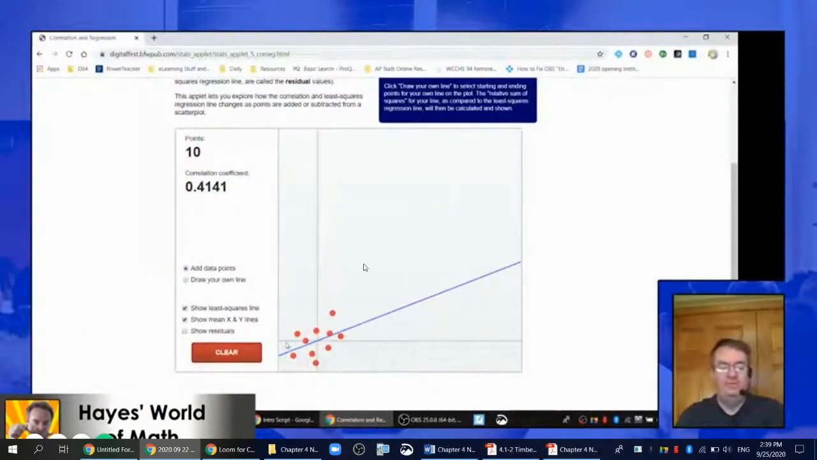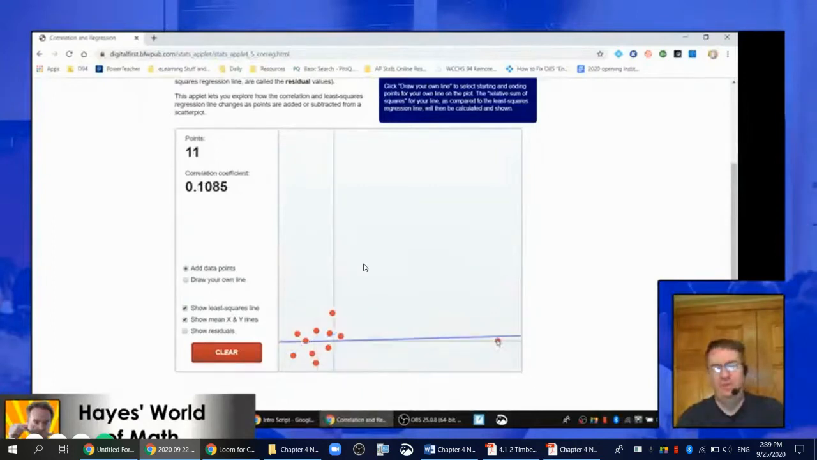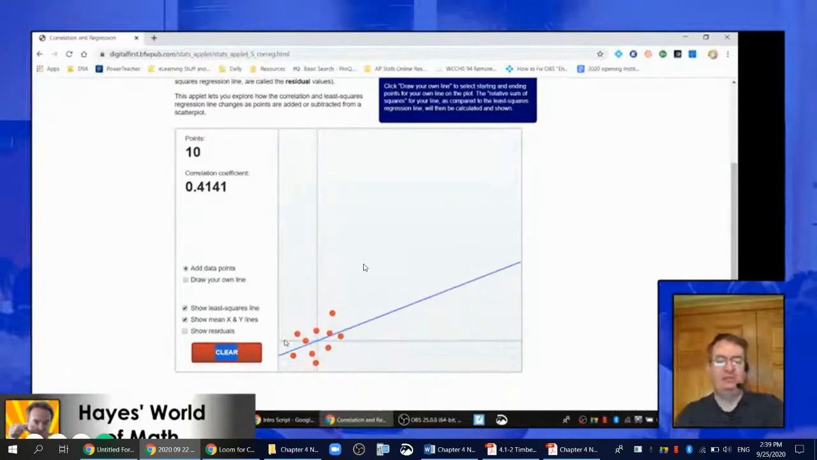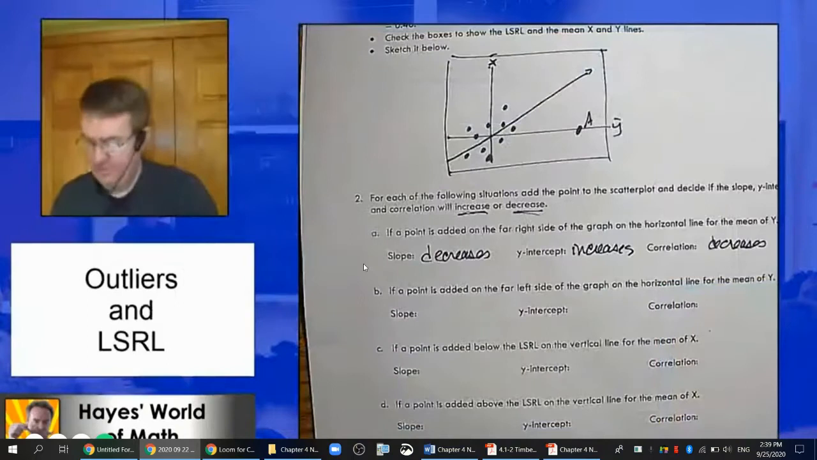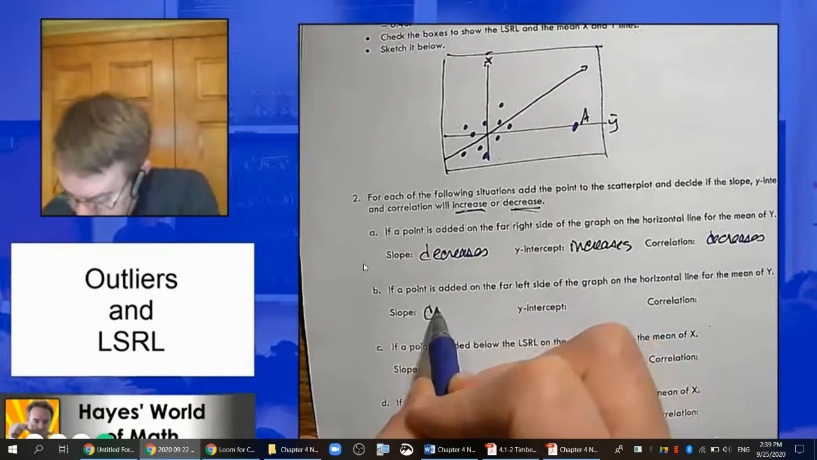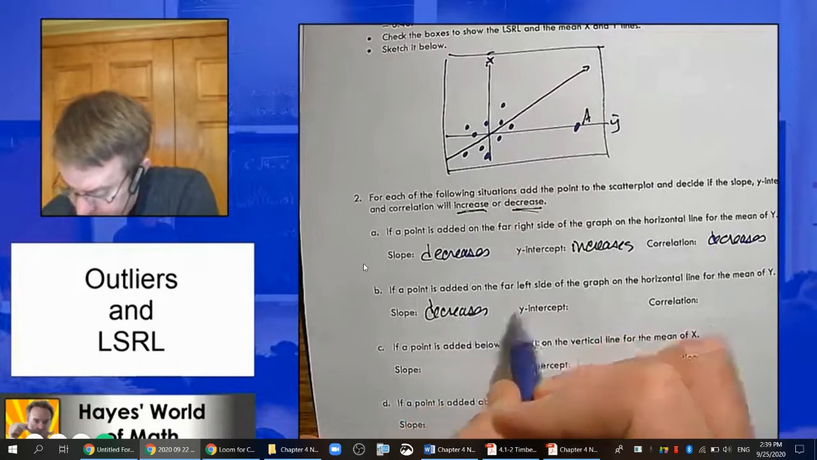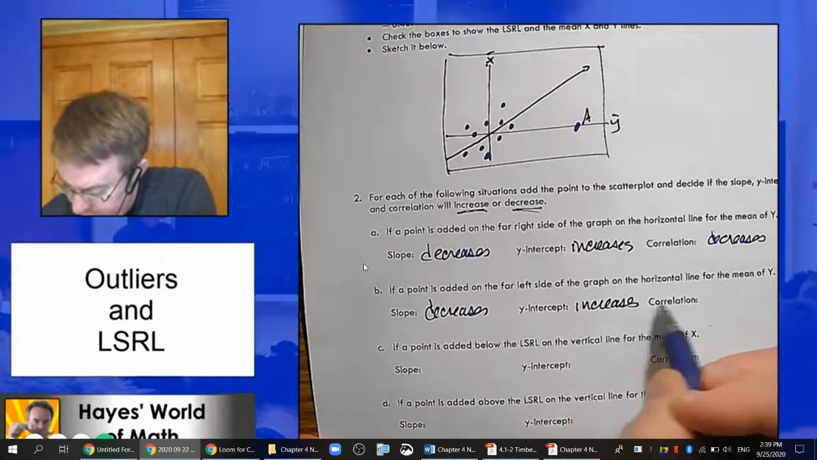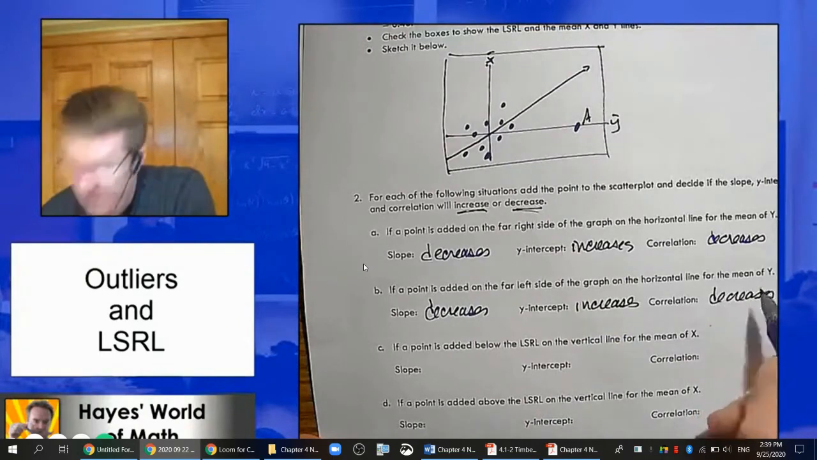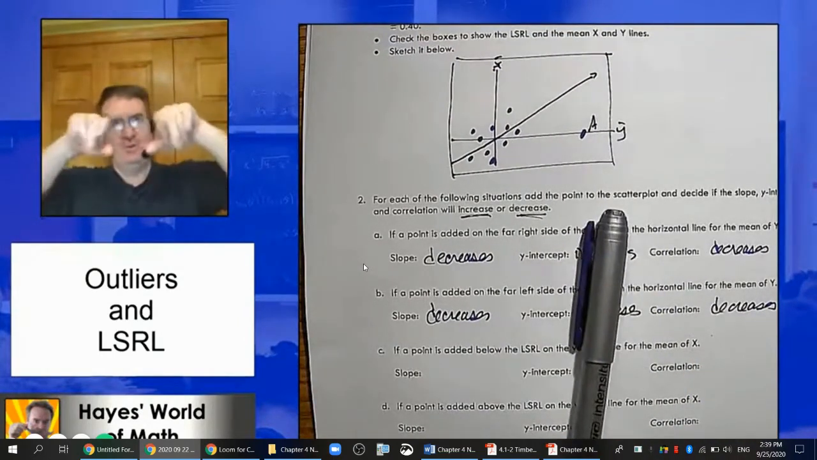So now we're going to do the same thing. We're going to put it way over here on the left. So notice you get kind of the same result. Why is the one on the right having a bigger effect? Correct. Simply the distance away from the mean point, mean X, mean Y. So the slope is decreasing, the y-intercept increases, and the correlation also decreases. Some people are not surprised that it's the same thing all the way across.